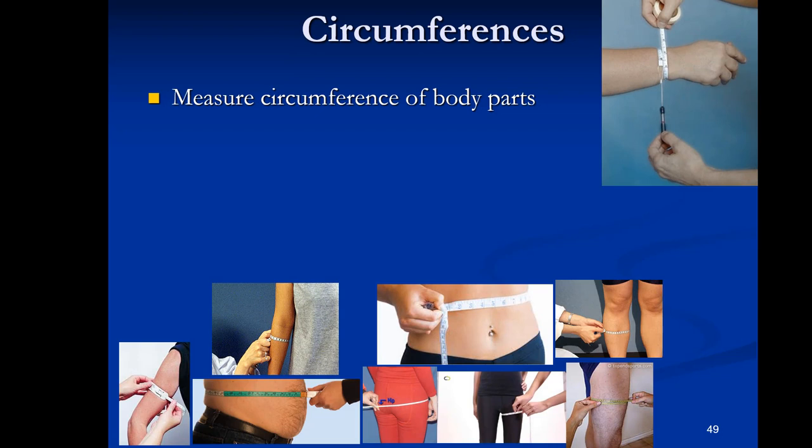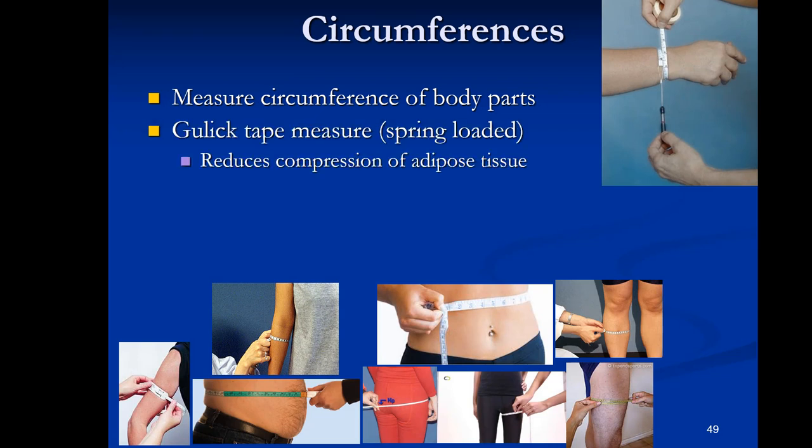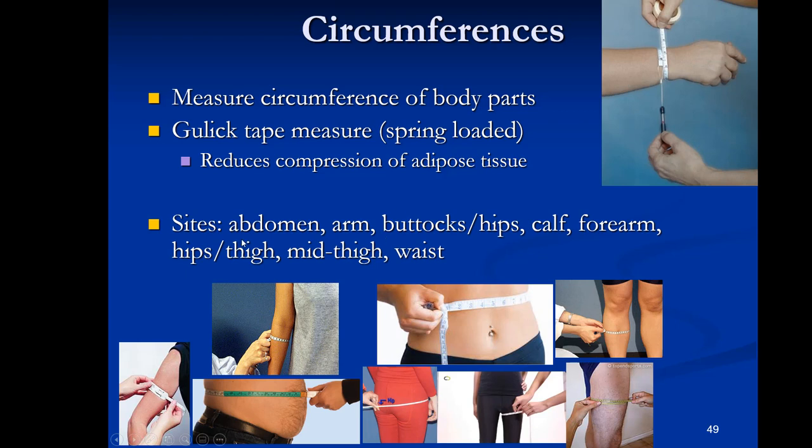As far as circumference measures, we talked about the waist-hip ratio, but you can also measure other places on the body. Ideally, you would use a Gulick tape measure, a spring-loaded tape measure like this. It controls for the tension you put on it, so you don't pull too tight or too loosely. The sites you might measure are the abdomen, arm, butt, calf, forearm, hips, mid-thigh, and waist. There are established landmarks for all of these in the ACSM book. You don't need to know exactly where they are, but be aware that there are specific landmarks.